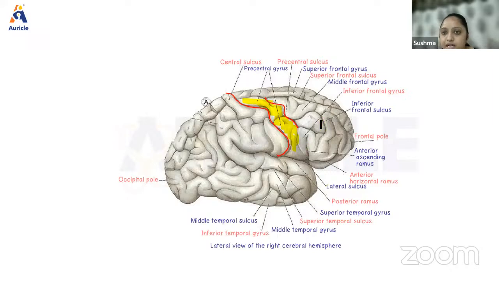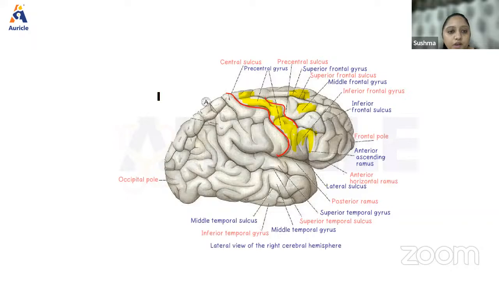Similarly, we have different gyri. There is one more, which is my inferior frontal gyrus. This is the inferior frontal sulcus which is separating it, and this is the precentral gyrus, and this is the inferior frontal gyrus, and we also have a superior frontal gyrus and middle frontal gyrus.